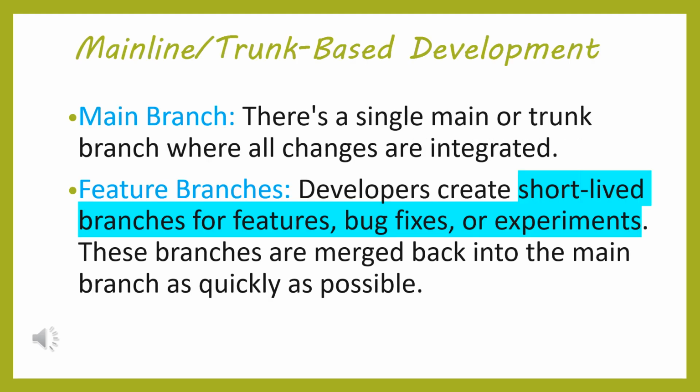Mainline trunk-based development. The main branch is a single main or trunk branch where all changes are integrated. This is a line which runs from the start to the end, and all the branches, including features, bug fixes, and experiments, will be merged to this main branch as quickly as possible. Once the task is finished, it will be merged.